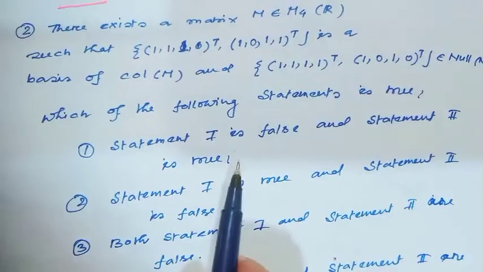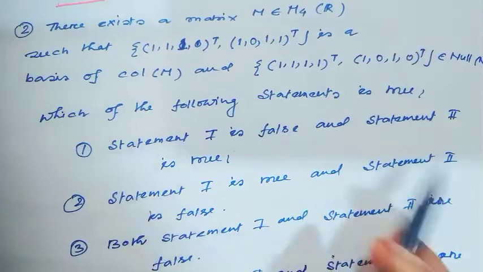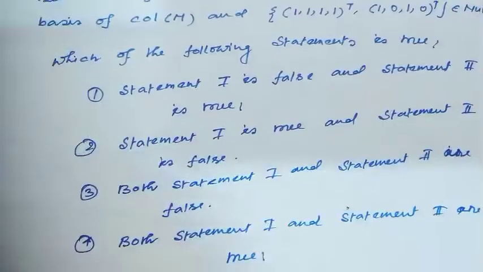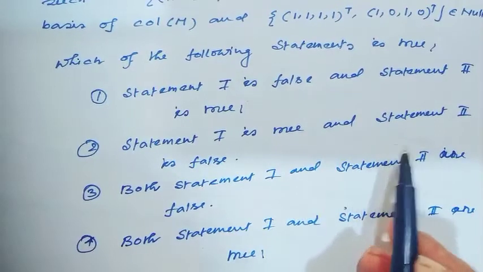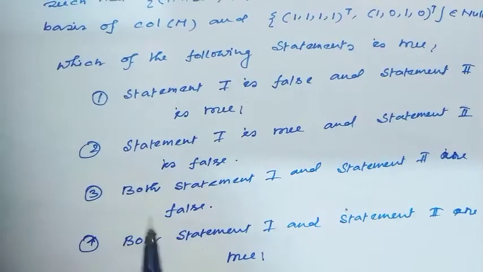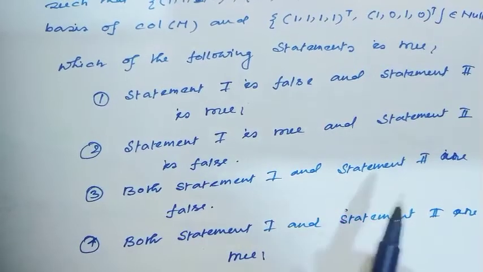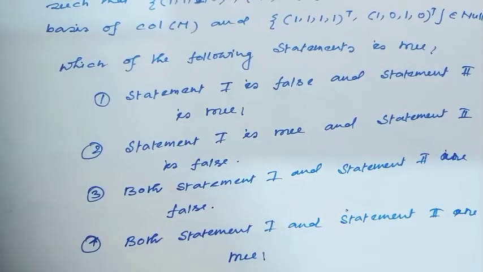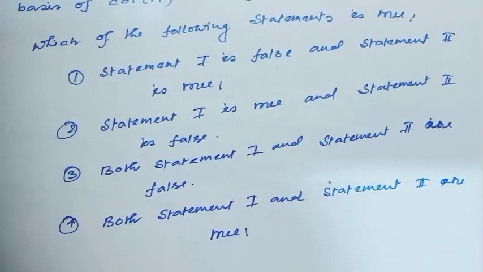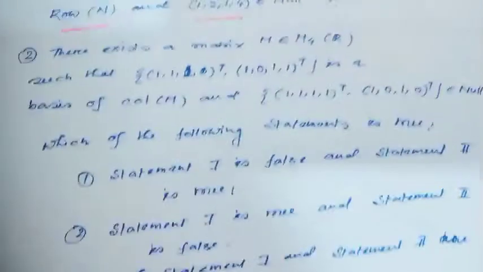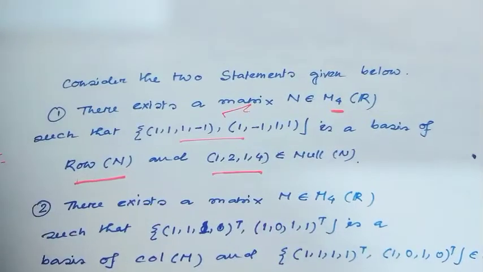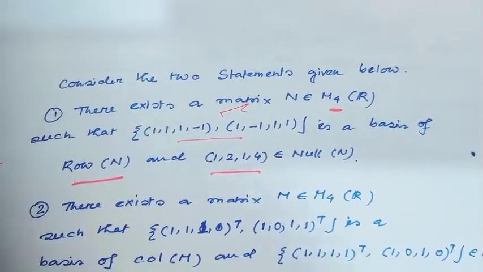Option 1. Statement 1 is false and statement 2 is true. Option 2. Statement 1 is true and statement 2 is false. Option 3. Both statements 1 and 2 are false. Option 4. Both statements 1 and 2 are true. Are you getting these options? Well, now let's look at statement 1.